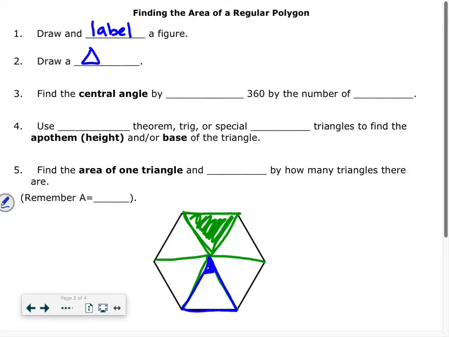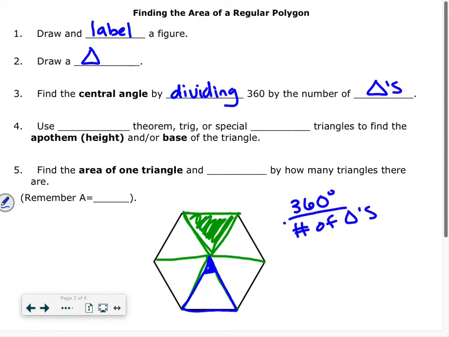And how do we find that? We're going to find it by dividing 360 by the number of triangles we have. So in this case, we would take 360 degrees and divide it by the number of triangles we have. That's going to give us that central angle.